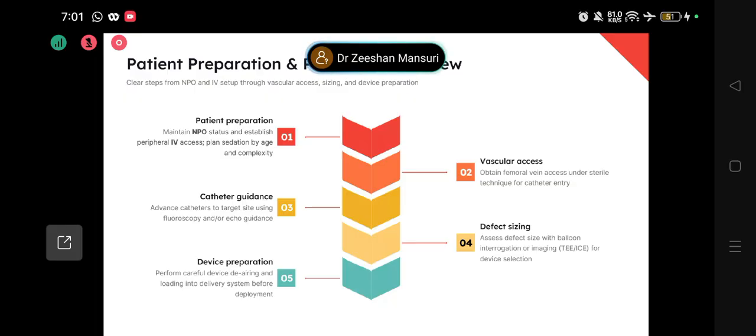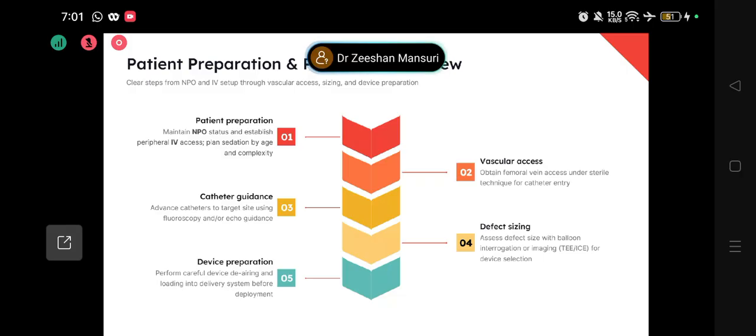So then you have to snare it, you have to capture it in the sheath, and you have to take it out. And then you can put in either a bigger size device, or sometimes you can just go for surgical closure. Whenever you cannot recapture or snare the device once it has embolized, then the patient will require surgery to remove the device and to close the defect as well.